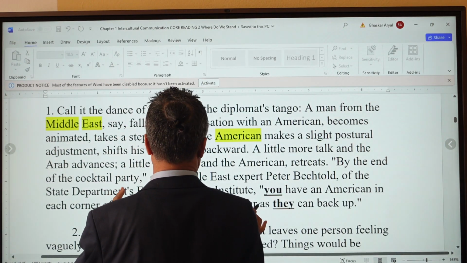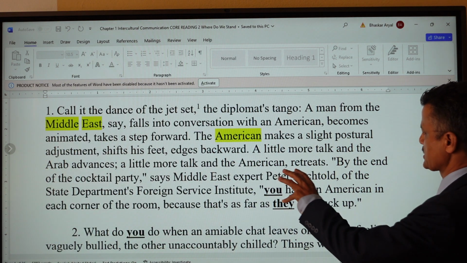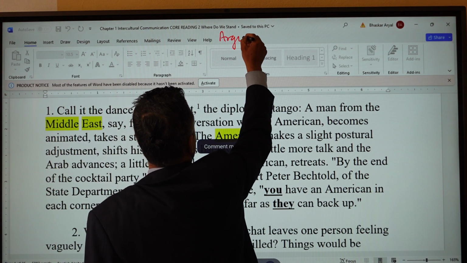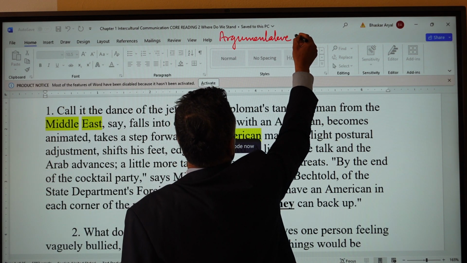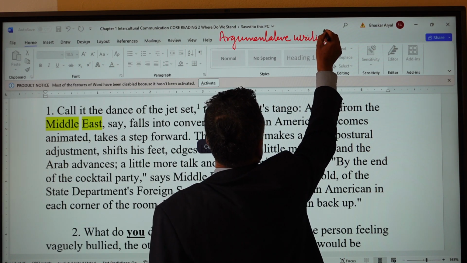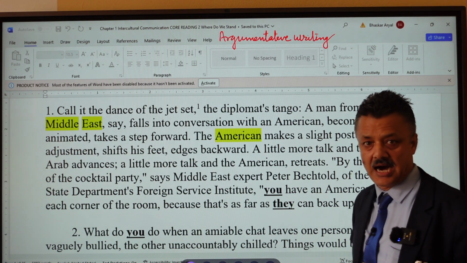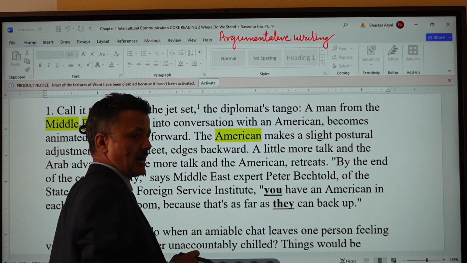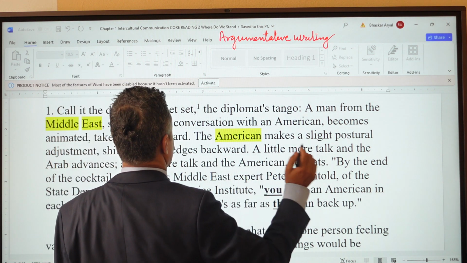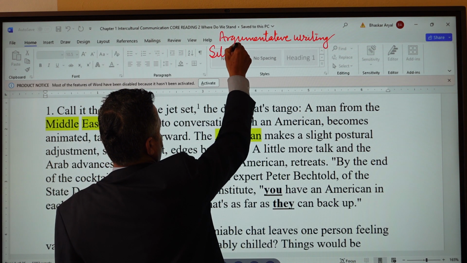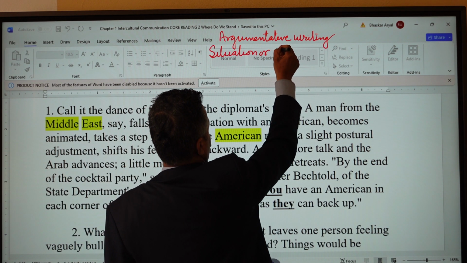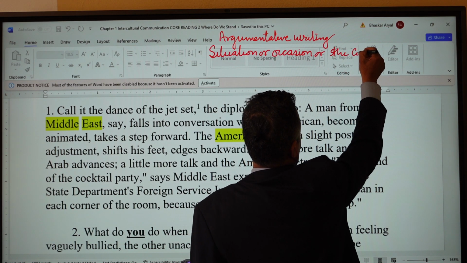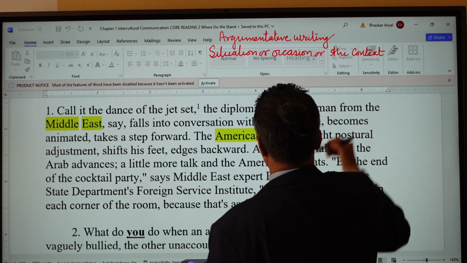Before I read this first paragraph, let me tell you that this article is an argumentative writing. It is an argumentative writing. That means this article presents or makes an argument. Now, when you read an argument, there are some elements of an argument. So I'll say that first you focus on the situation or occasion or the context in the writing.